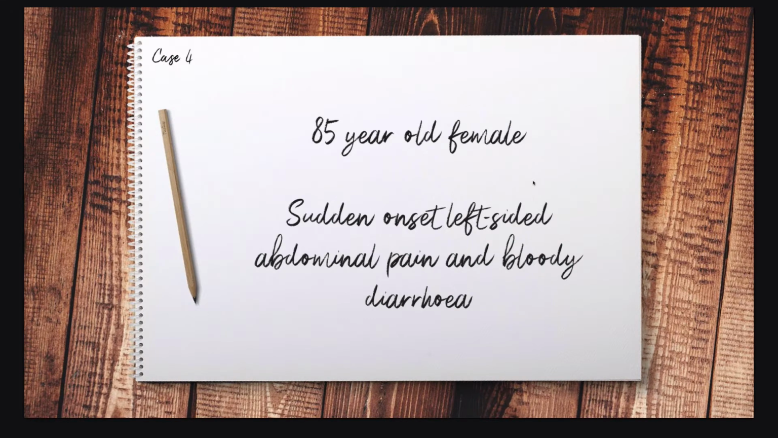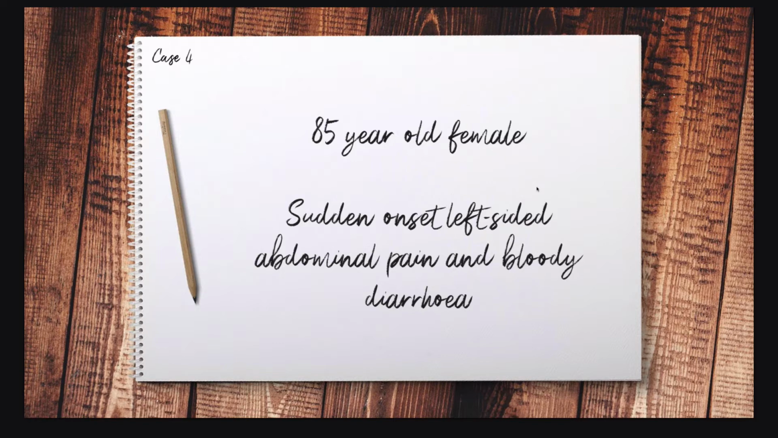Okay, next one. 85-year-old female, sudden onset left side abdominal pain and bloody diarrhea. Now, a lot of these, the histories are absolute giveaways. Okay, so that first one was a giveaway for obstruction, bowel obstruction. The last one, sigmoid diverticulitis. For me, this one is a giveaway for ischemic colitis.